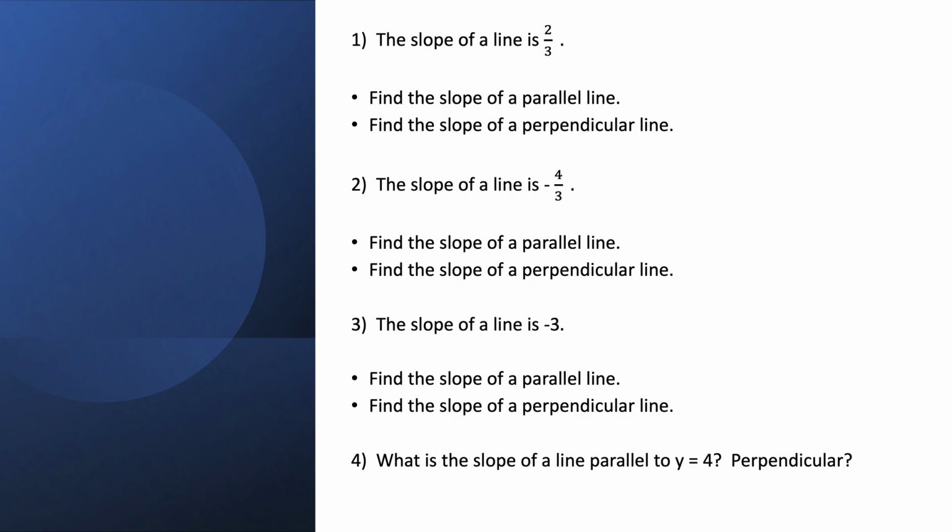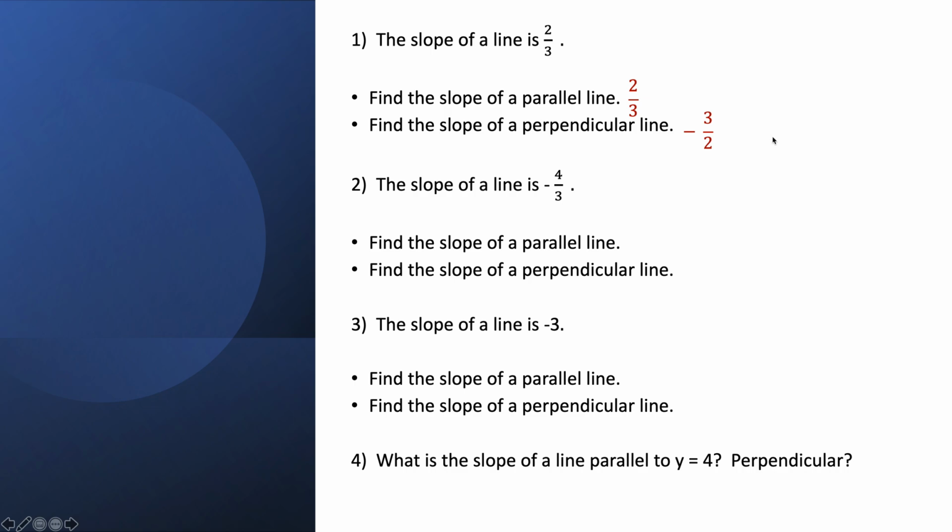Okay, so what you should be remembering here is that parallel lines have equal slopes. So if the slope of a particular line is 2/3, the slope of a parallel line is also 2/3. What about the slope of a perpendicular line? Well, what you need to remember with perpendicular is it's the negative reciprocal. In this case, it's a positive slope, 2/3, so you're going to have to make it negative. And the reciprocal means to flip the fraction upside down, so that becomes -3/2. So my answer is -3/2.